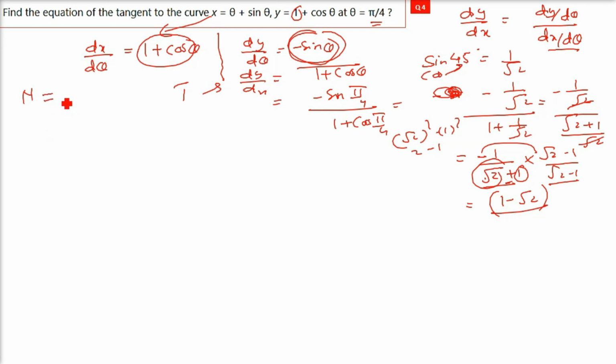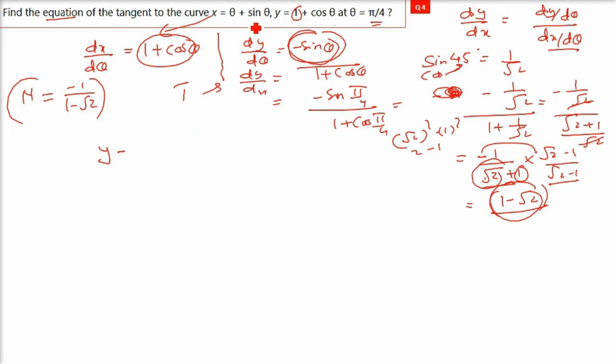What will be the normal equation? Means the slope of normal. Put minus 1 and whatever is the slope of the tangent, just take it in the denominator. Now, since the question is only asking about tangent, we will not be going for the normal. But since the question in your examination can be simply find the equation of the normal, this is how you have to go about it.